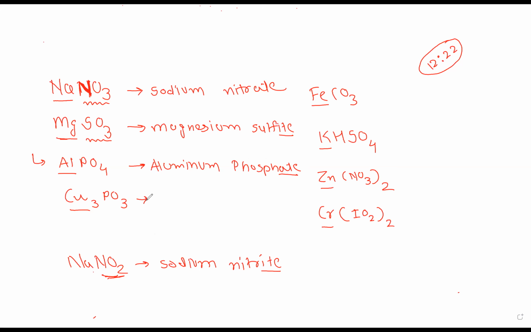Moving on to the fourth one, Cu3PO3. Copper 2 phosphate. Copper what? 2. I got copper 1 phosphite. Okay, is it Roman numeral 2? Roman numeral 2. The other students say Roman numeral 1. And any other students? I said copper phosphate, phosphite.